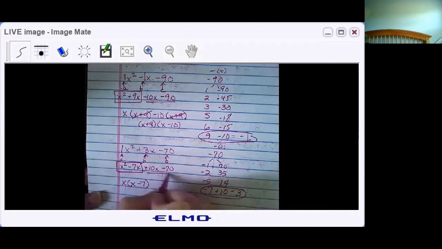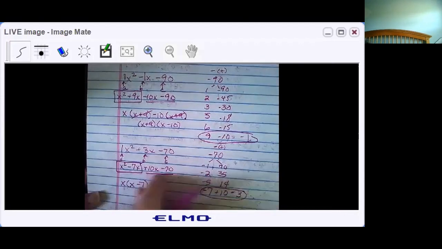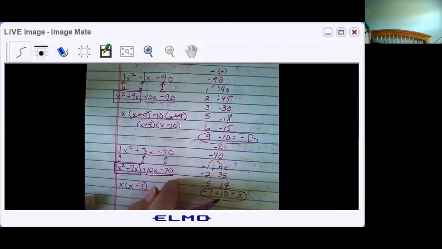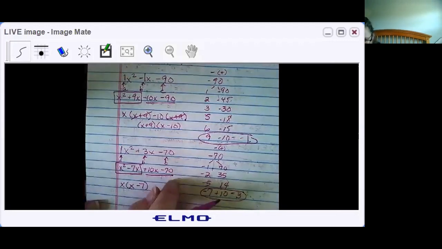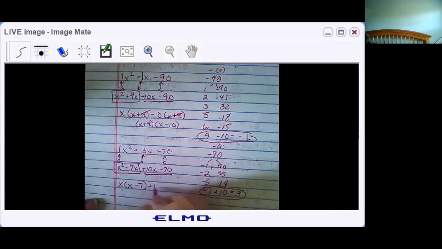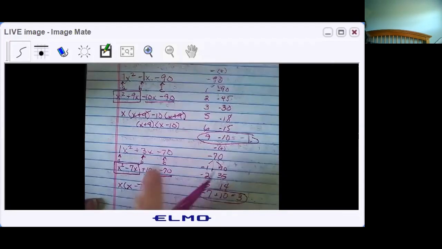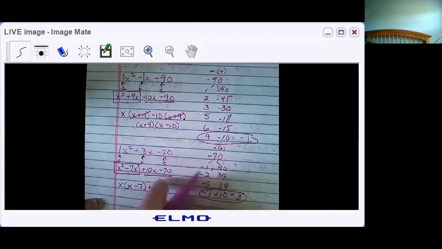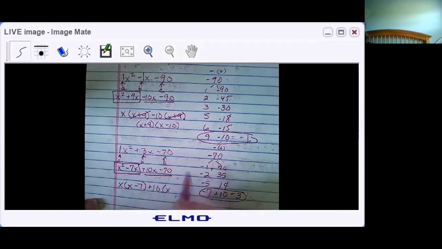Now look at these two. 10 and 70, what do they have in common? Well, they both end in 0, so they can be divided by 10. Awesome math fact. So I'm going to divide both pieces by 10. 10x divided by 10 is x. Negative 70 divided by 10 is negative 7.